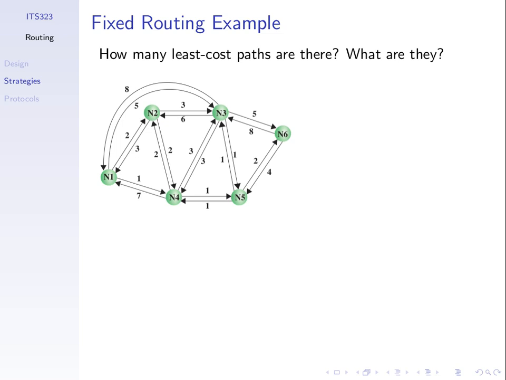What about from node 5 as a source? Actually, we'll squeeze it in here. Node 5 is the source to node 1. If node 5 is the source, what is the least cost path to node 1?